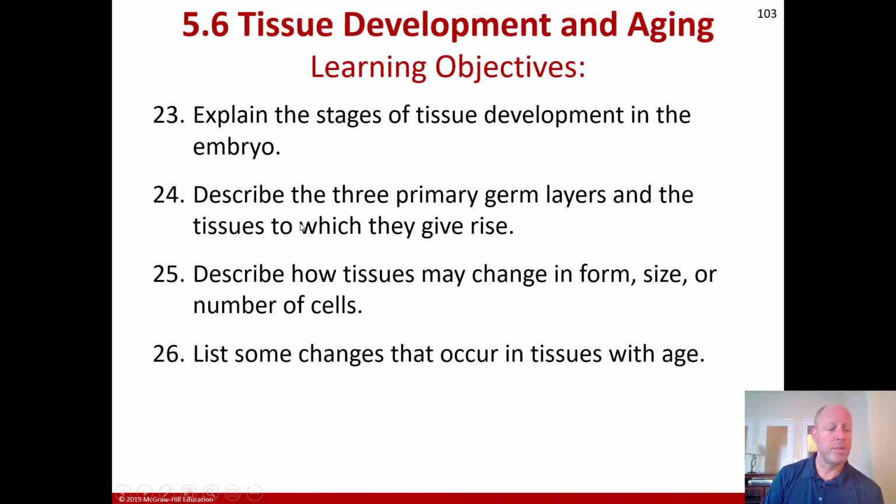Our last section is on tissue development and aging, and you should be able to explain the stages of the tissue development in the embryo. You should be able to describe the 3 primary germ layers and the tissues to which they give rise. Describe how tissues may change in form, size, or number of cells, and list some changes that occur in tissues with age.